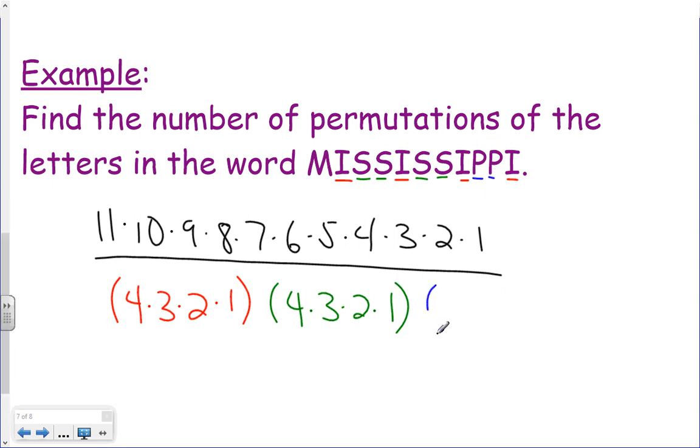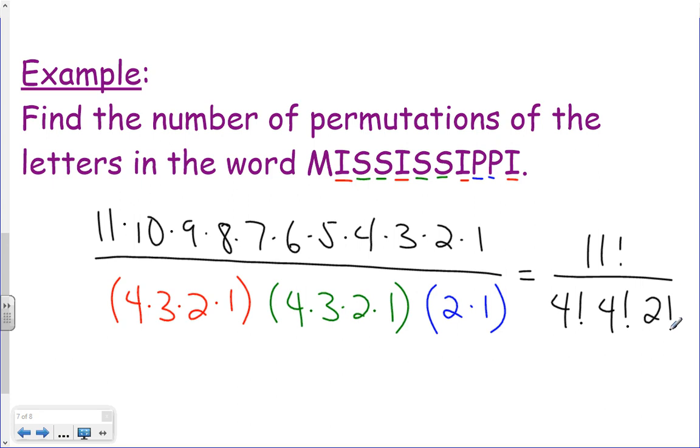So I've got to also divide by the permutations of those 2 P's. There's 2 P's to pick from, so I can pick any one for the first one, which leaves me only 1 left for this last one. So in other words, this is really 11 factorial divided by 4 factorial times 4 factorial times 2 factorial. I'll let you punch that in your calculator and see what you end up with there. But that's the number of permutations of the word Mississippi.